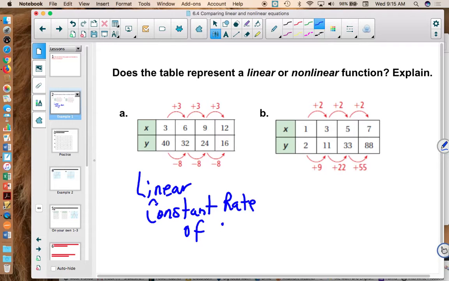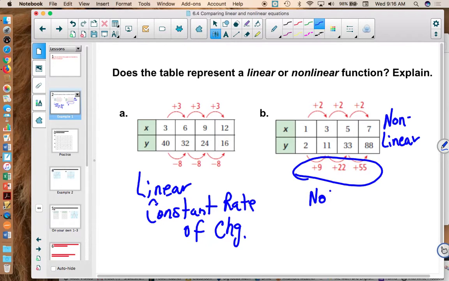What about B? Is B going to be linear or nonlinear? Tyler? Nonlinear. Why? The bottom is going up by more. Does the bottom have a constant rate of change? Look at it. No, it is not. The X values did, but the Y values don't. Both values have to have that constant rate of change. So no, it does not have, and these are the reasons.